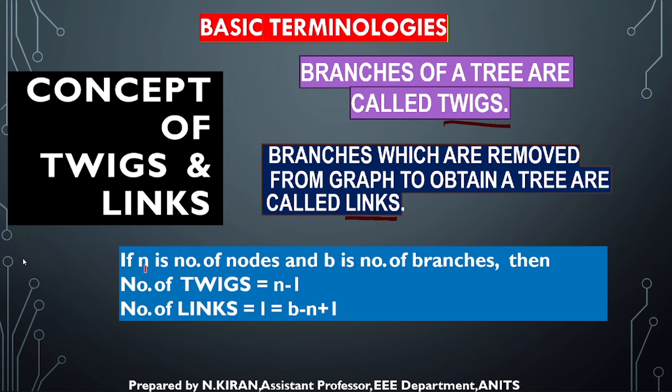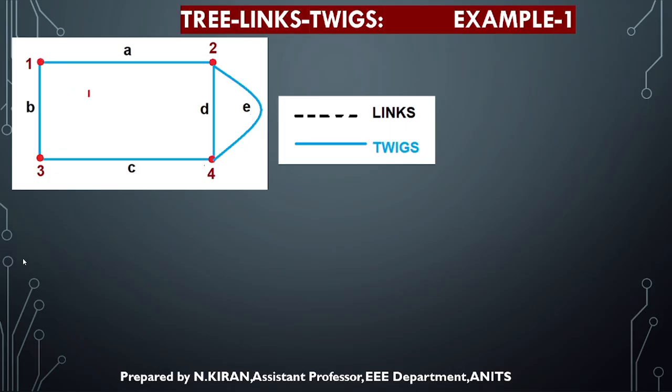Okay, so if n is the number of nodes and b is the number of branches, this is the formula. Number of twigs will be n minus 1, and number of links will be b minus n plus 1. So this is the given graph. Twigs are generally denoted by solid lines and links are denoted by dashed lines. So this is the original graph.